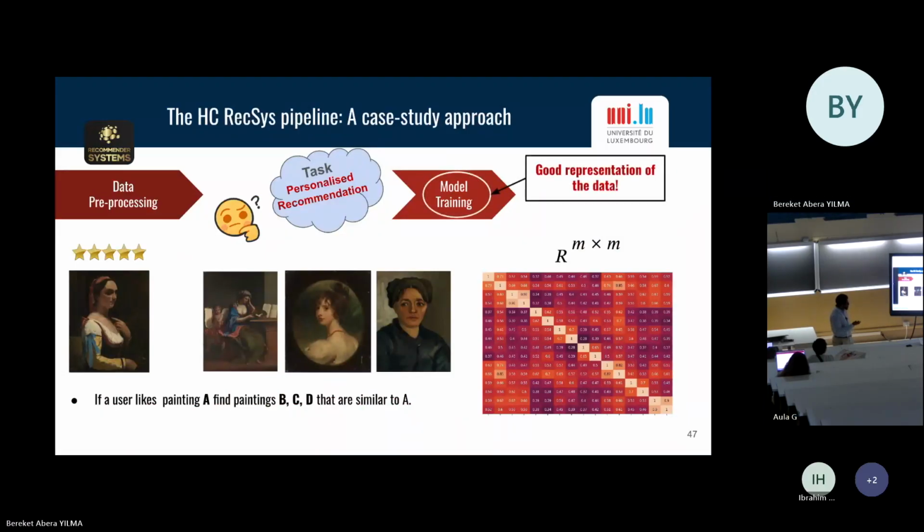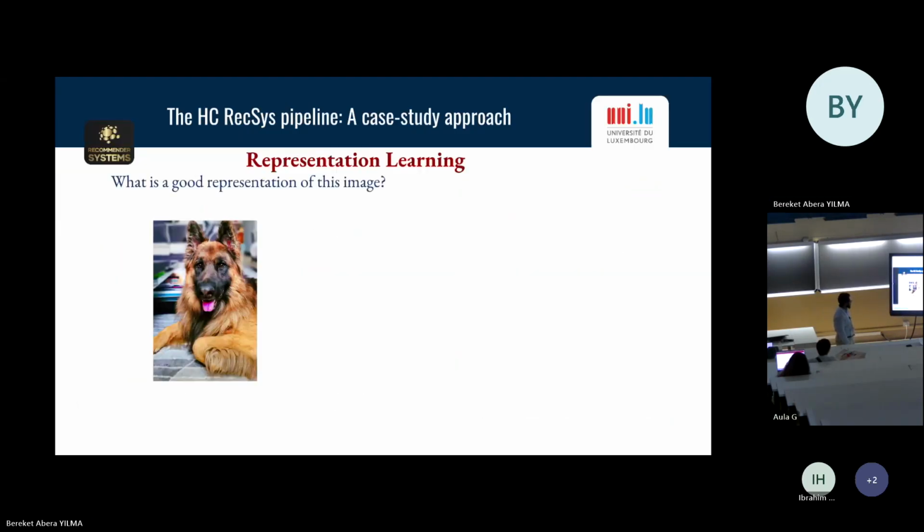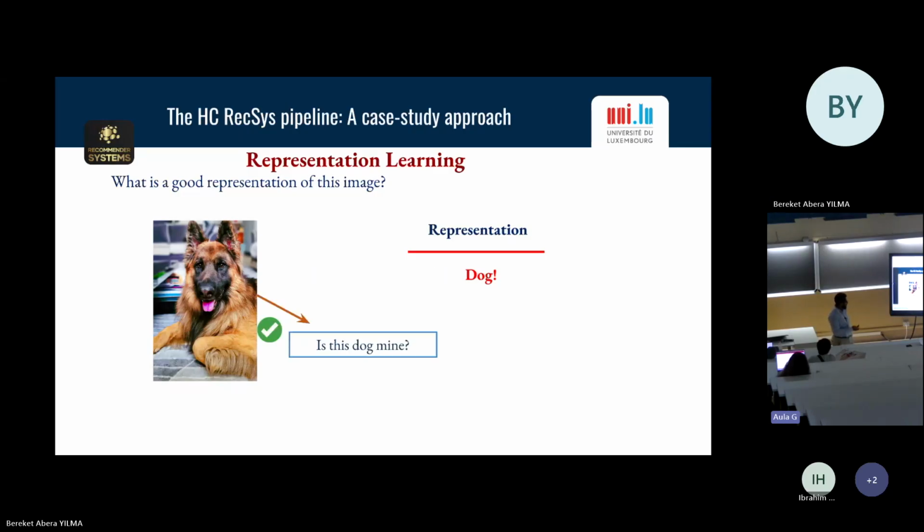But you need some kind of representation through this model. What is a good representation in this case? What does a good representation entail? Let's see an example. You see this image of a dog. What is a good representation for this image? If I give you the word dog, does it represent this image? It does. It summarizes these pixels into a short text. It concisely captures the image.